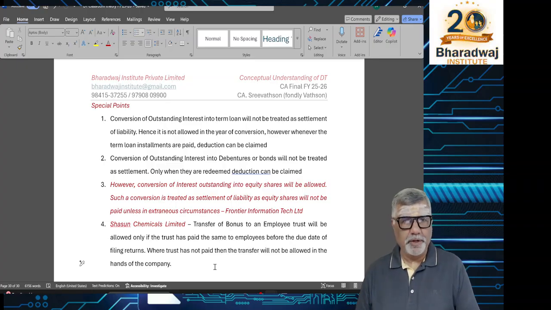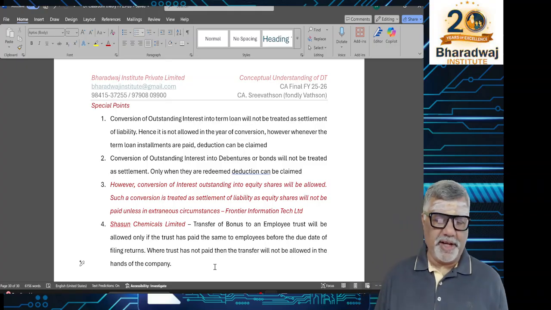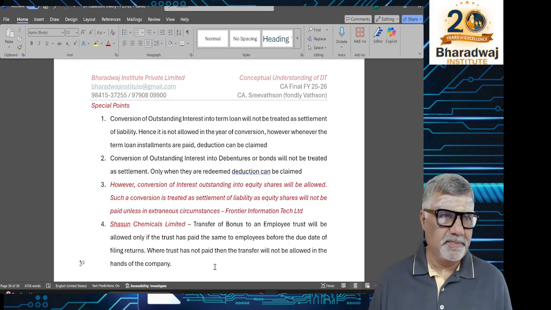Yeah, whenever you are paying, you can. That is the default rectification provision, like TPS.